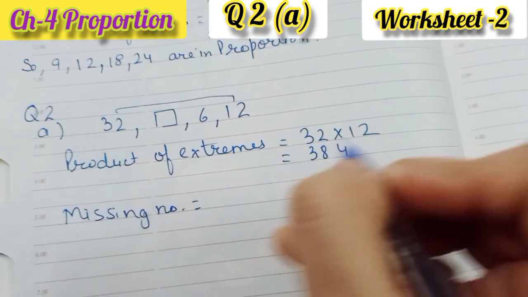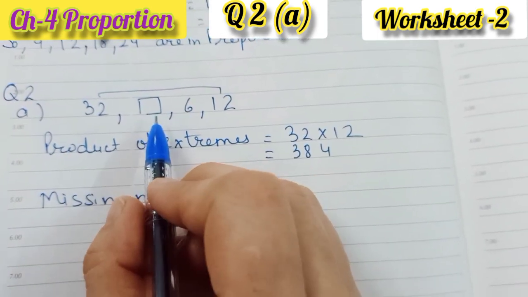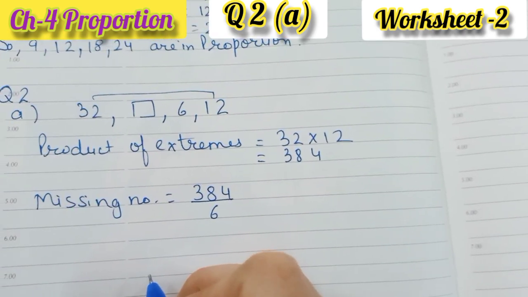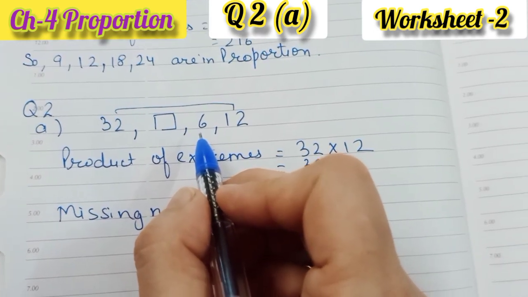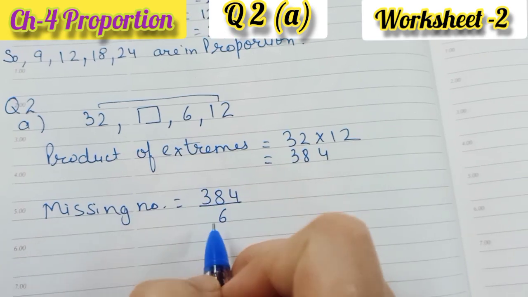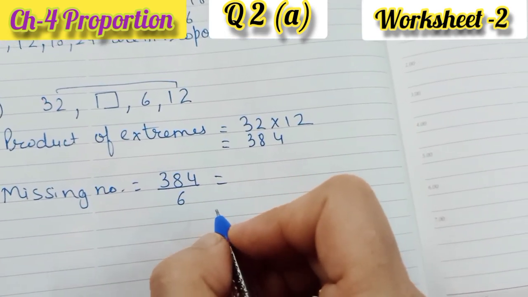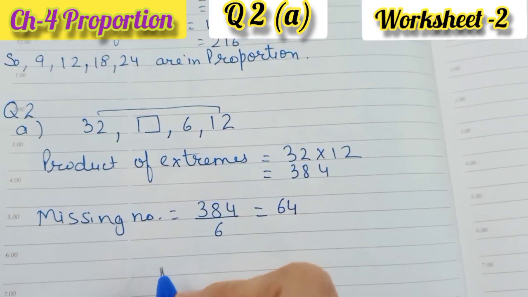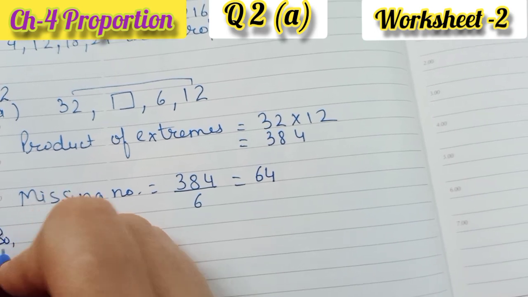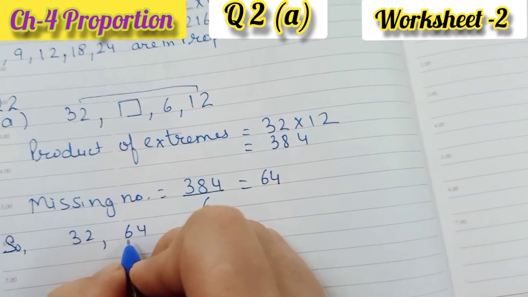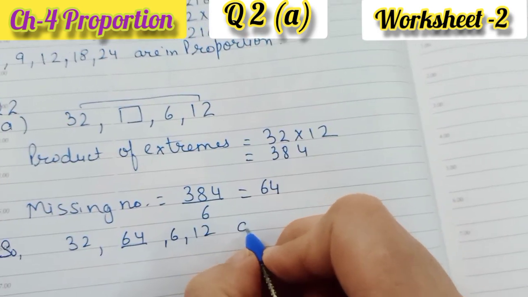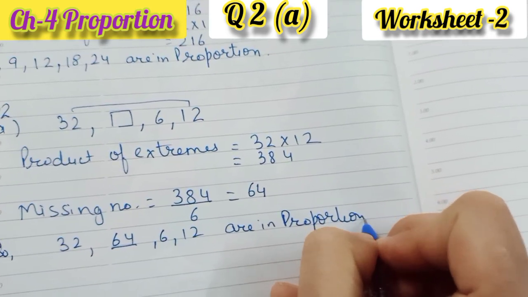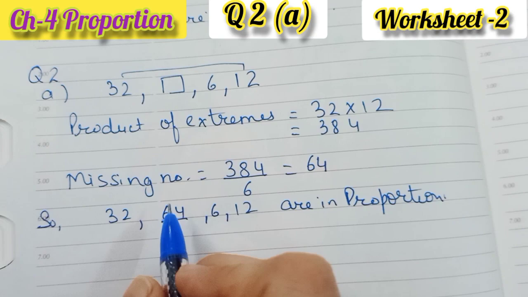Now find the missing number. We have the missing number in means. So what we do? Divide the product of extremes by the one mean, whatever the term is given in mean, and we will get 64. So here we can say that 32, 64, 6 and 12 are in proportion. So we can find the missing number like this.